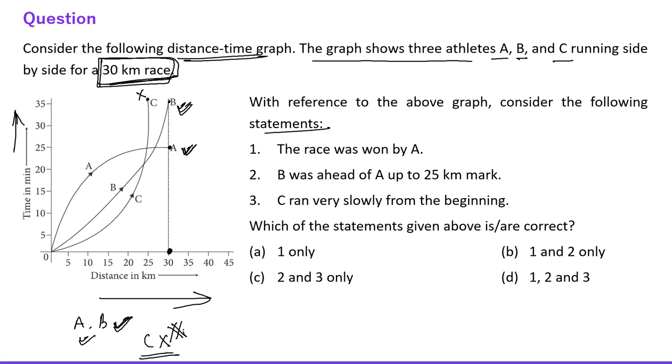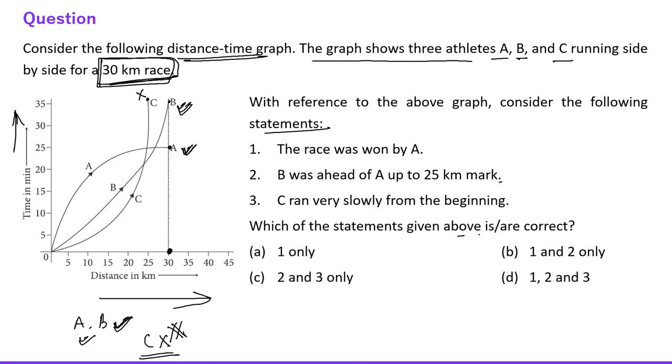The statements are: the race was won by A. B was ahead of A up to the 25 kilometer mark. Statement number three, C ran very slowly from the beginning. Which one of the following statements given above is/are correct?